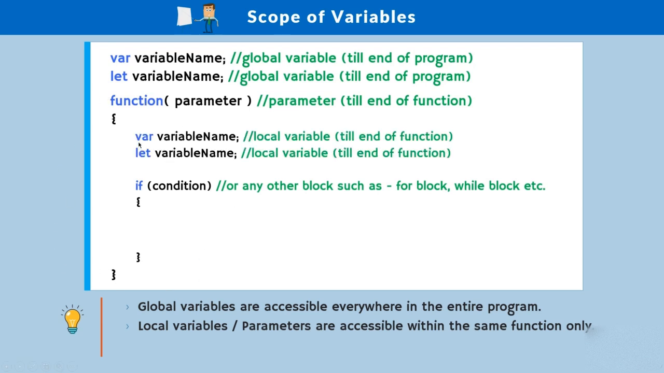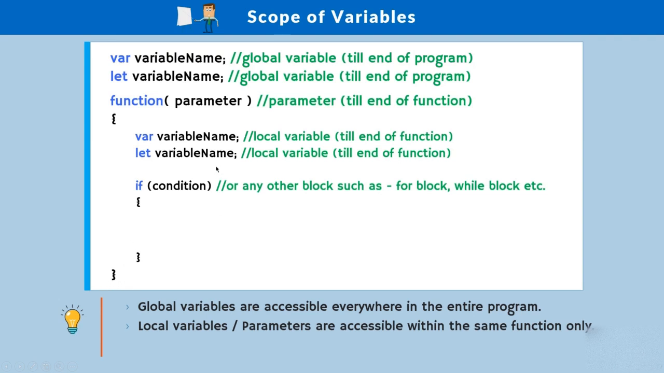And inside the function, you can declare the variables either by using the var or let keyword. In both cases, you will get local variables only, which are available till the end of the same function. So, the variables which are declared inside the function either with the var keyword or let keyword are accessible till the end of the same function.